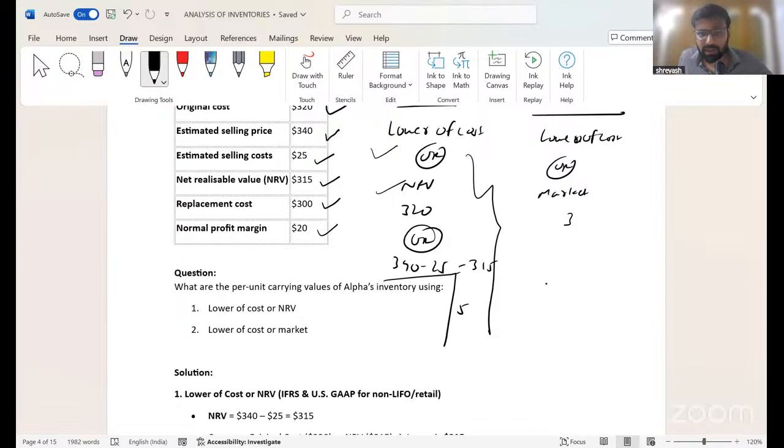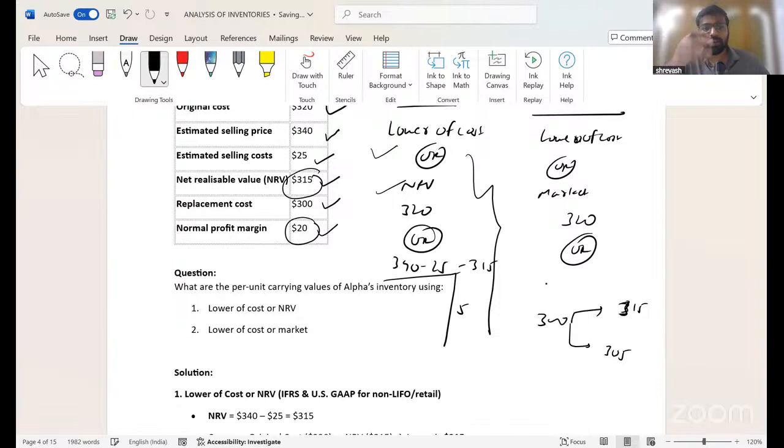Sir, cost is 320. Sir, how do we calculate market? Sir, market is equal to replacement cost. How much is my replacement cost? 300. But listen, I have to check for the ceiling and the floor. How much is the ceiling? Ceiling is equal to NRV. And how much is my NRV? Sir, my NRV is 315. That becomes the ceiling. The floor is going to be my NRV minus normal profit margin. NRV is 315 and normal profit margin is 20. 315 minus 20 is going to be 305.